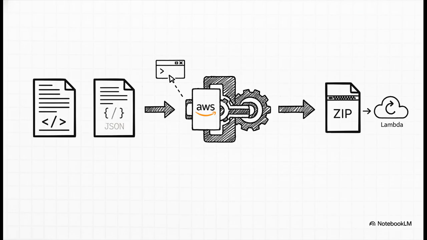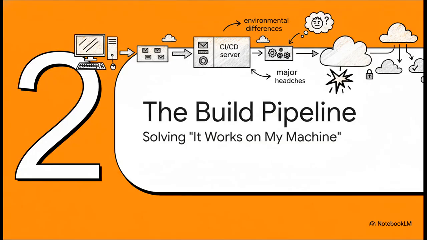You need to know your tools. AWS SAM, that's the Serverless Application Model, is built for this. When you run a simple command like SAM build, it does all the heavy lifting for you. It reads your files, it resolves all the dependencies, and it packages everything up perfectly for services like AWS Lambda.